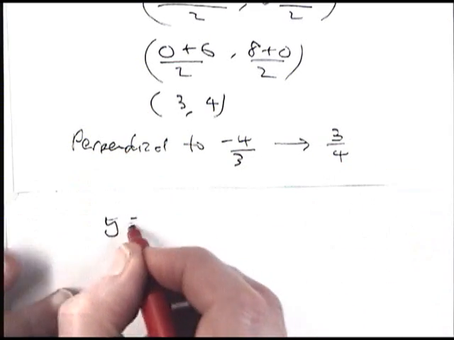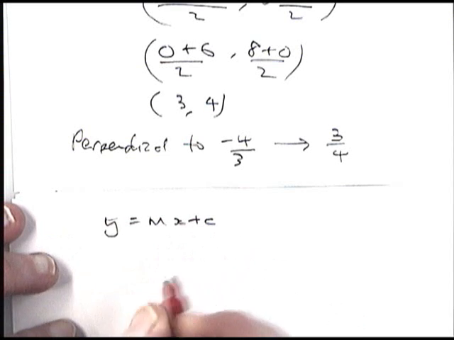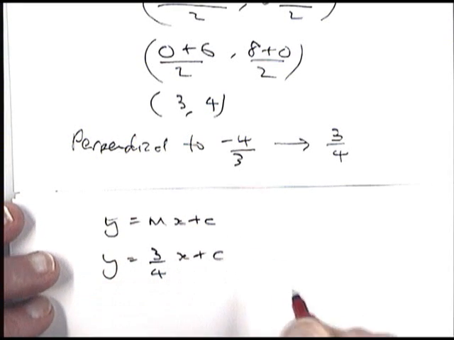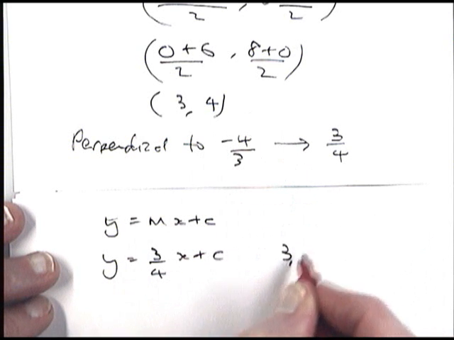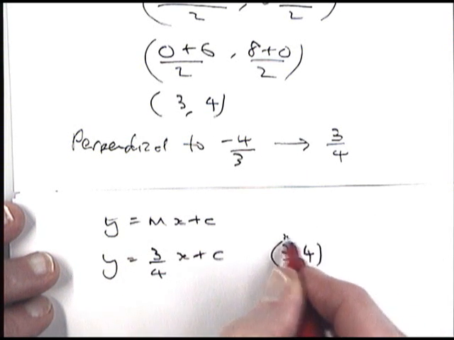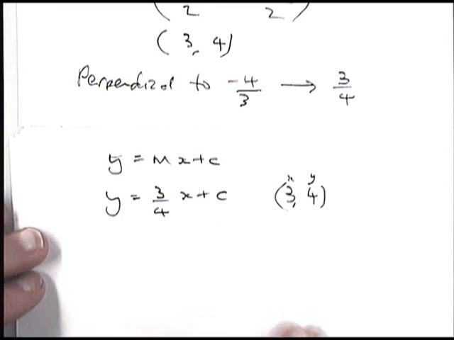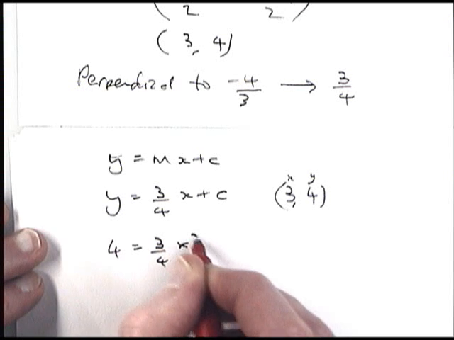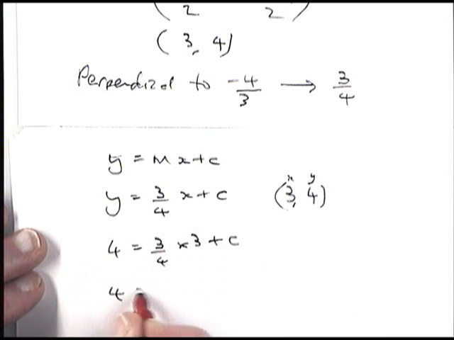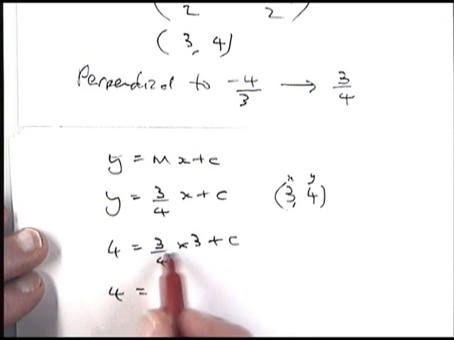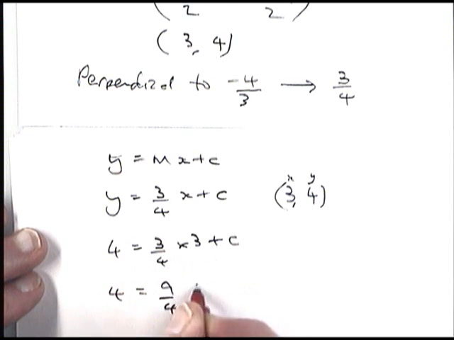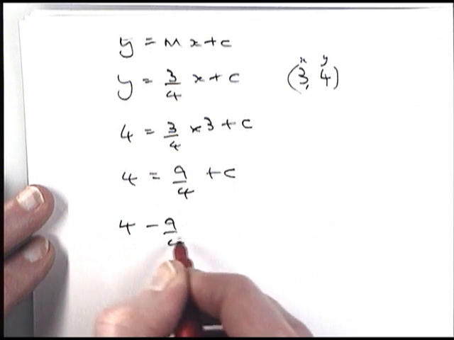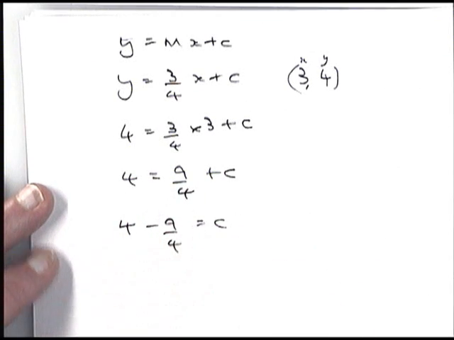So we've got y equals mx plus c. We've got m, the gradient of this line is 3/4. And we know from up here, this line goes through the point 3, 4. That's an x number, that's a y number. Substitute those in. Y is 3/4 of x plus c. 3/4 of 3, times the tops, it's 9 divided by 4. So 4, take the 9/4 away, positive that side, negative this side.